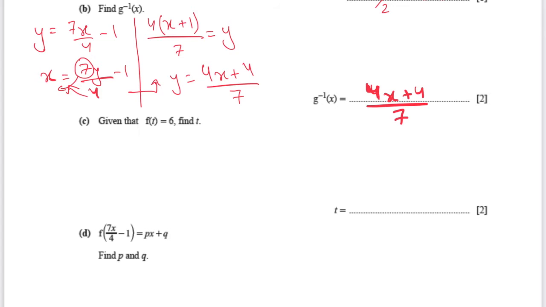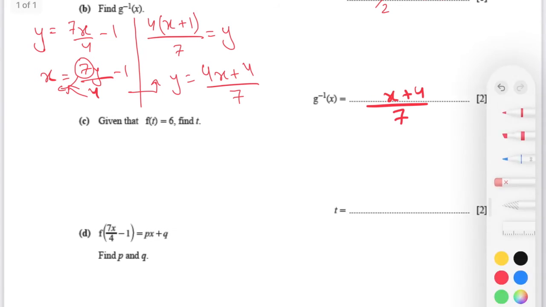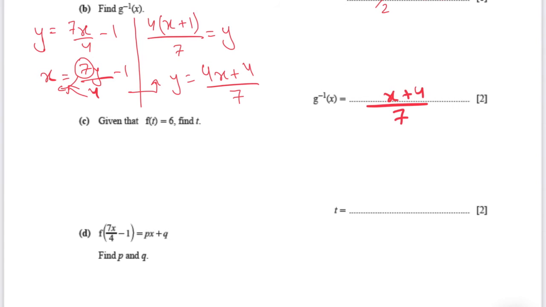I hope this is visible. My pencil is just being weird. I'll write it once again. So you have 4 right here. Okay, let's move on.